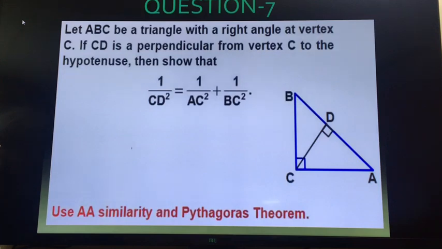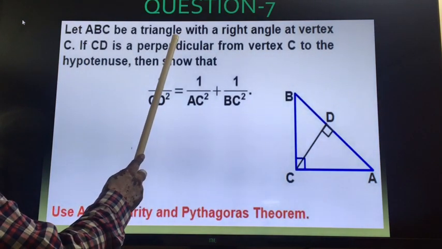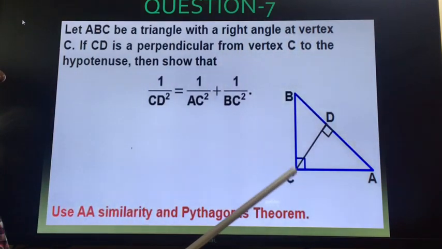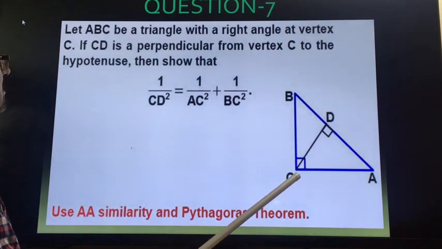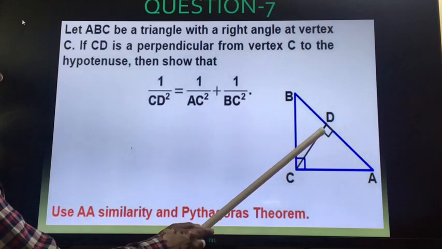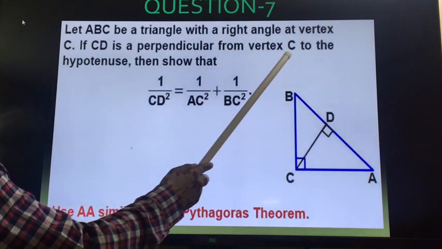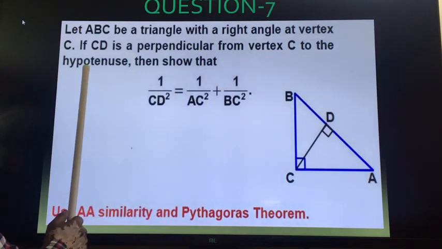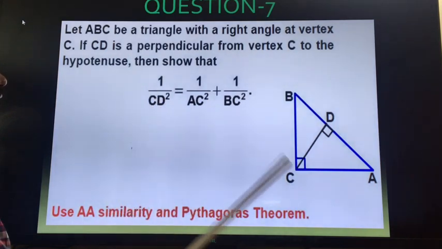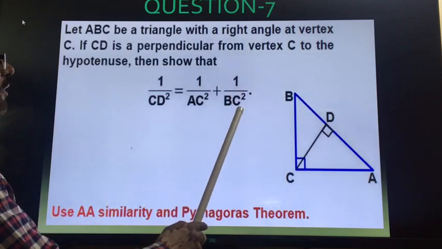Now question number 7. ABC be a triangle with right angle at the vertex C. So at point C, angle is 90 degree, triangle is ABC. If CD is perpendicular to BA or AB from vertex C to the hypotenuse, then we have to prove that 1 upon CD square is equal to 1 upon AC square plus 1 upon BC square.